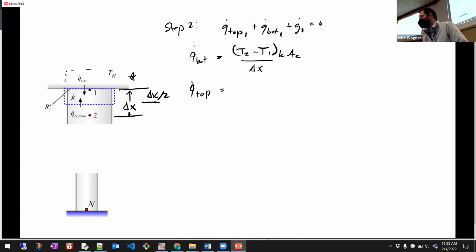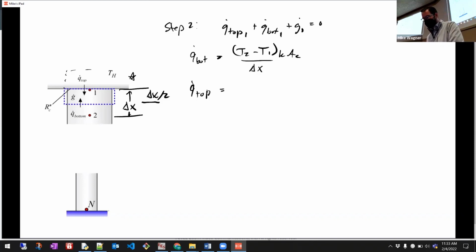Q dot top is maybe now a little bit different. Now we have to write an equation in terms of what's happening at the top interface, and looking back, that is contact resistance. So we can still write a resistance-based equation for this, but let's do it for what's happening at that boundary, and that is contact resistance.